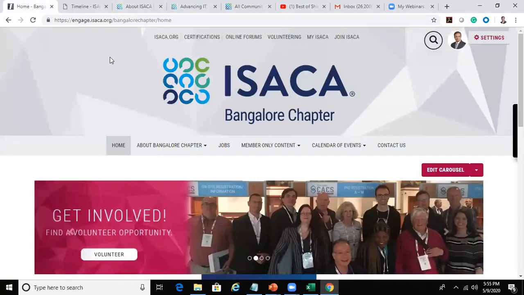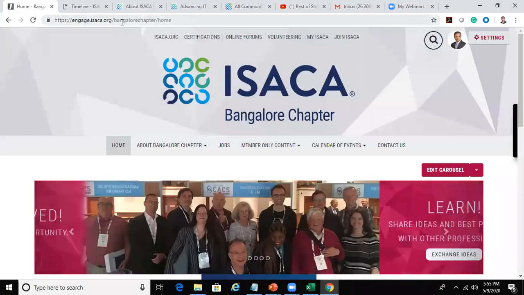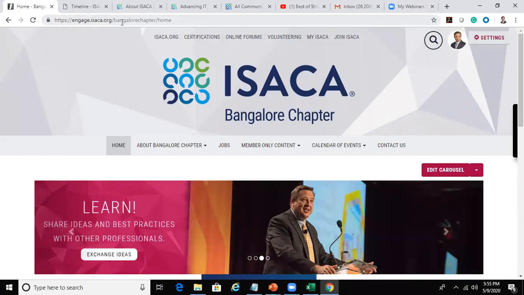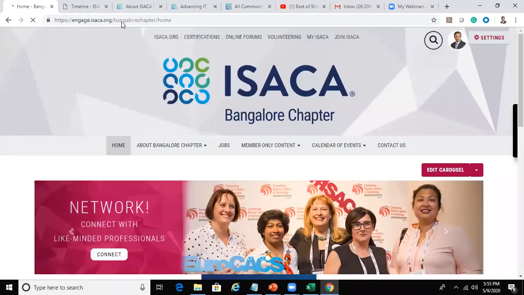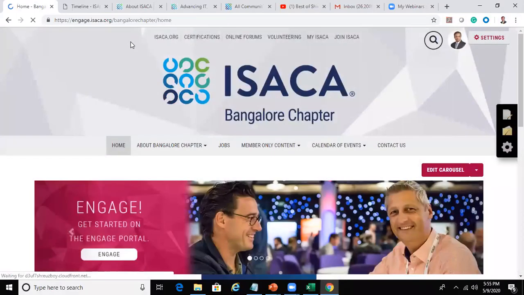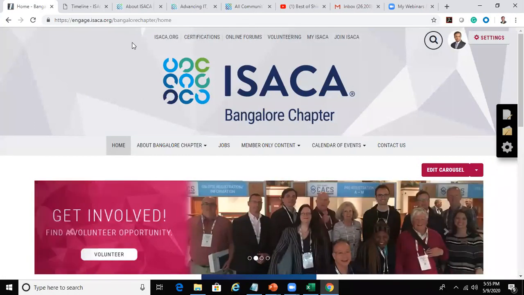You can go to isacabangalore.org. It will take you to this site. It's a new Engage portal. You just type isacabangalore.org, and it will automatically take you to the Engage portal of ISACA. Today all chapters are supposed to use this Engage platform. It's very engaging. I'll talk about Engage also.